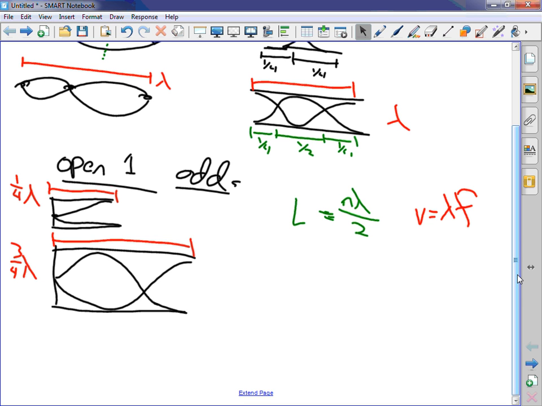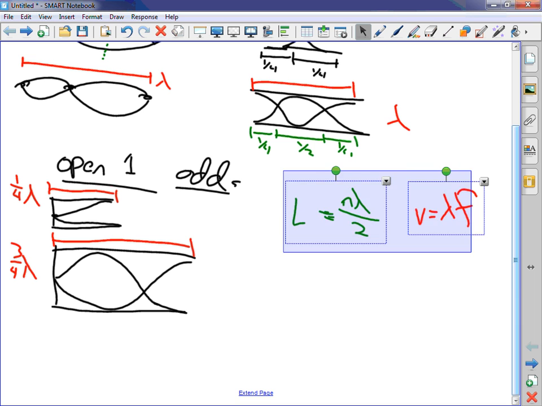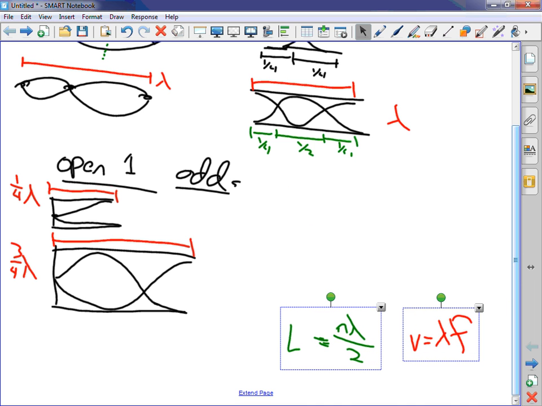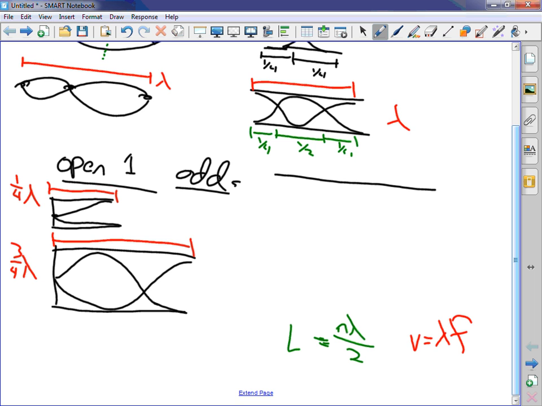Open on both ends, third harmonic. Okay, so just to fit my drawing in, I'm going to make my pipe a little bit longer. Understand, the pipe doesn't have to get longer. The same pipe forms all the different harmonics. But just for drawing's sake, I'm going to make my pipe a little bit longer. It's got to be open on both ends, and instead of having 2 nodes, I'm going to have how many? 3.